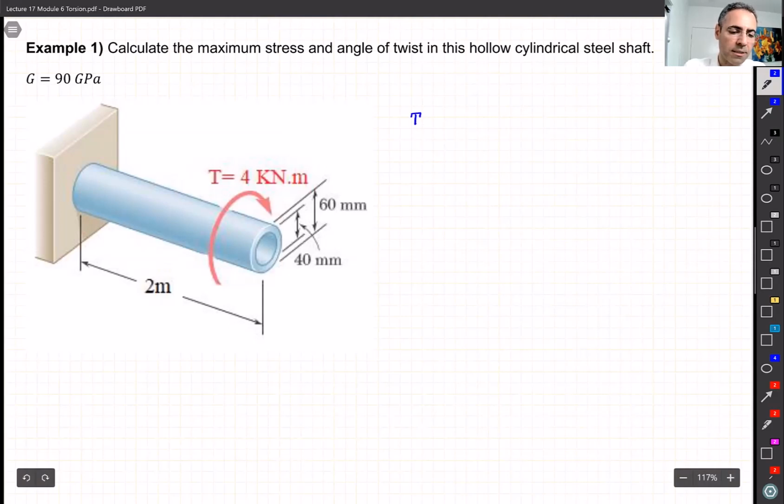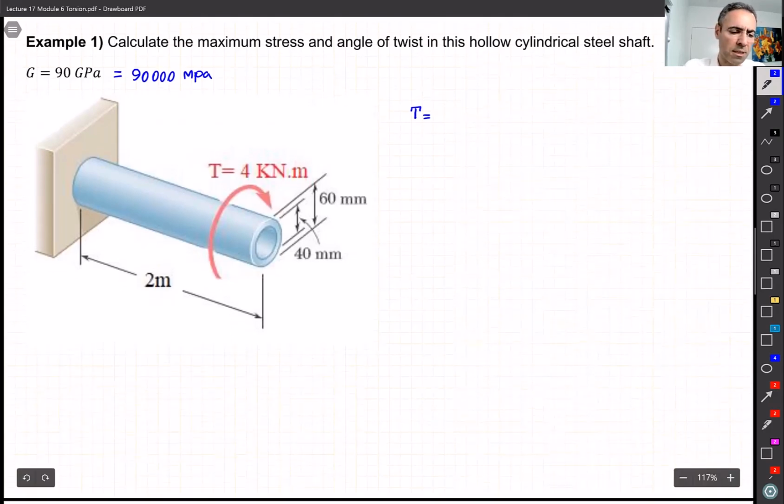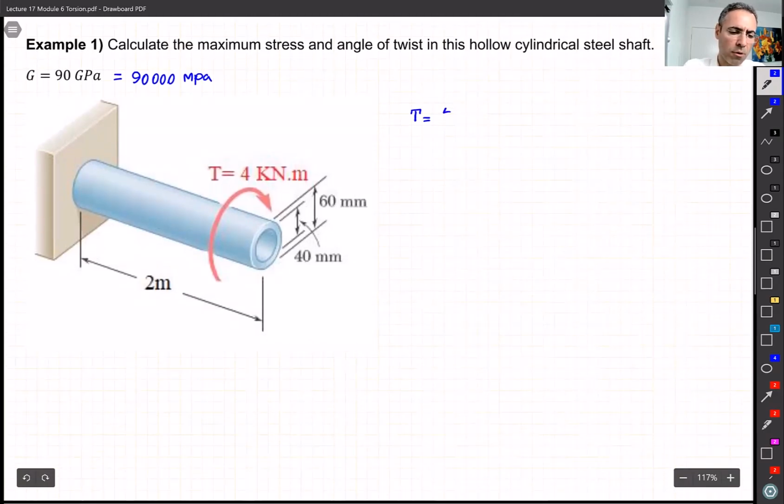So first of all, T, it's important to decide on a unit. So if you have G in gigapascal, usually I change it to megapascal because it's an easier unit to work with. So it is 90,000 megapascal. Then it means everything has to be in Newton and millimeter. So then T is going to be 4 multiplied by 10 to the power of 6 Newton millimeters, right? It is in kilonewton and also it is in meters, so we convert it to Newton millimeters.